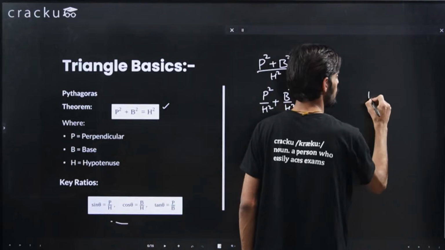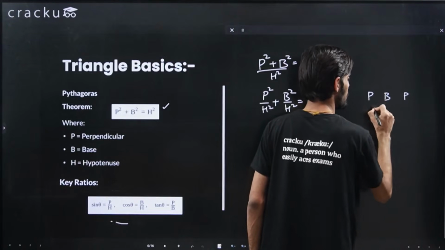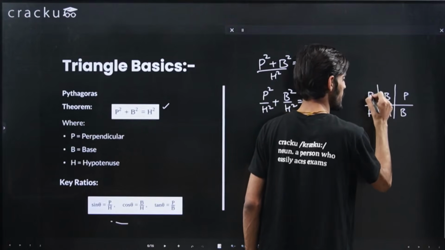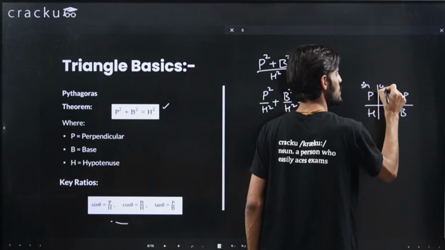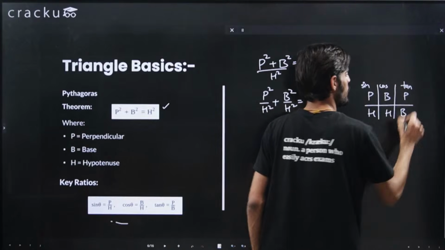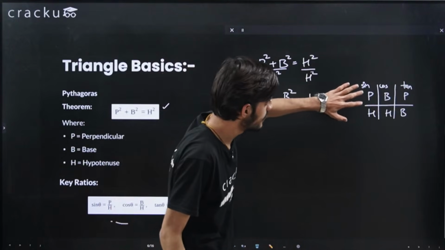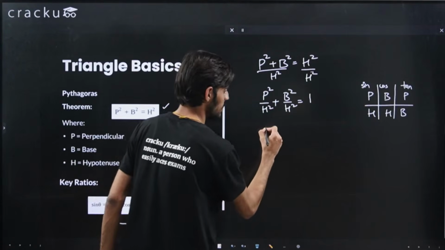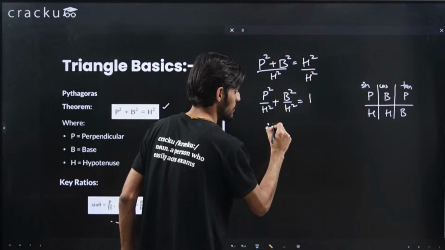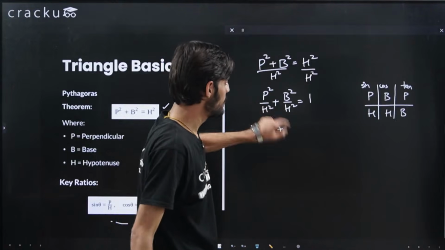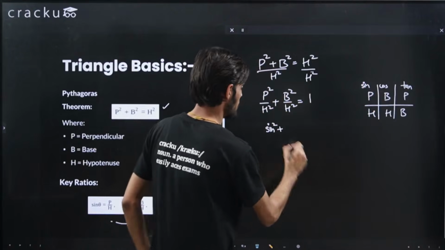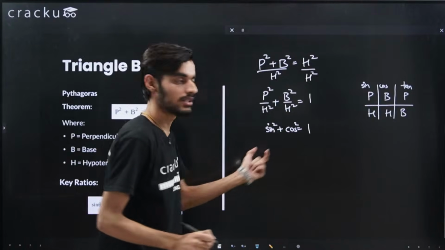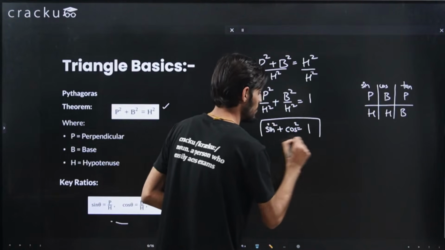Again, like I told you, you can remember this. Okay, so this is sine, this is cos, and this is tan. So p upon h is sine, so p square by h square will be the square of sine. So this is sine square. B by h is cos, so this is cos square, is equal to 1. So this is an important result, that sine square theta plus cos square theta is 1.